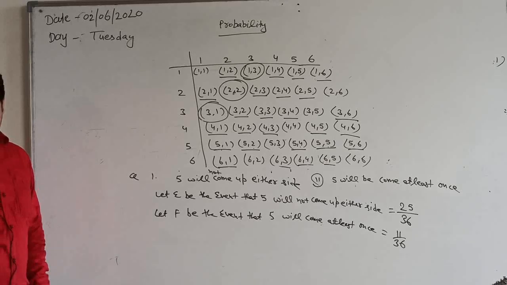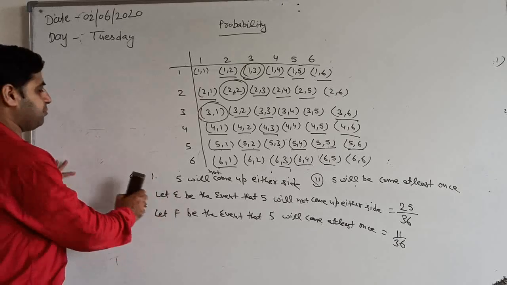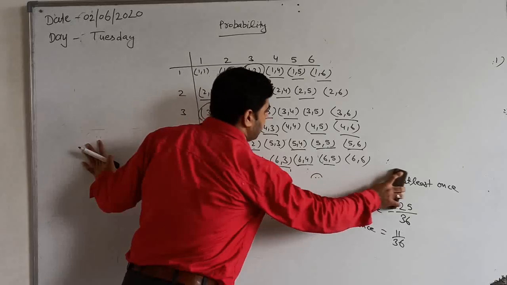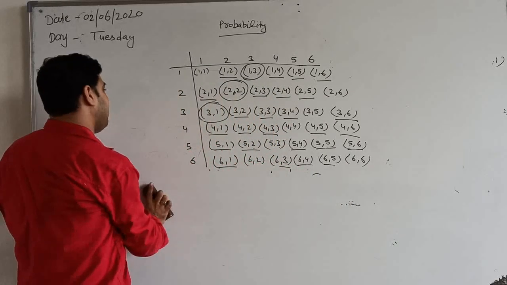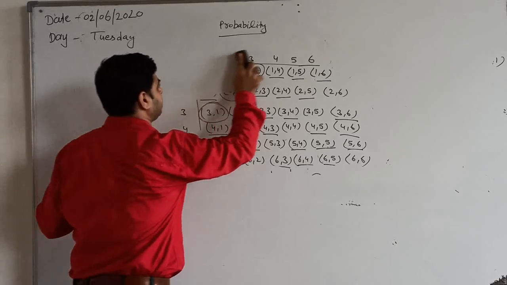So this is the question. At most means maximum. It is given that at most 1, it means that only 1 time. Never will it be 2 times.